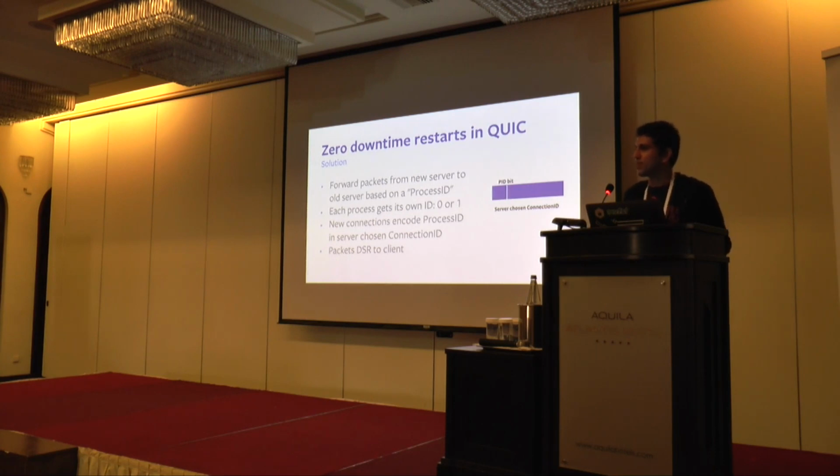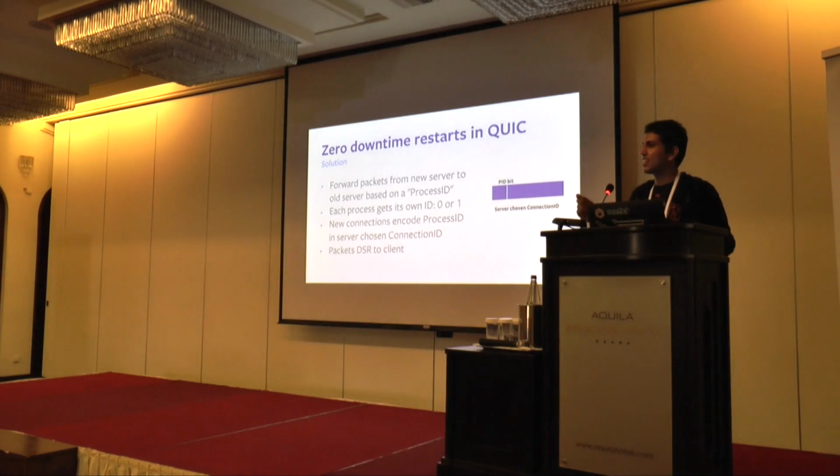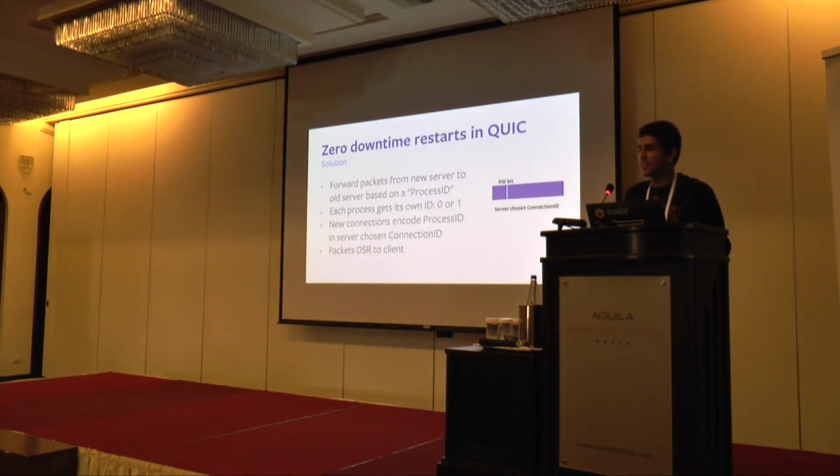So we introduced this concept called process ID, which is not PID at all. It's just process ID for extra confusion. Each proxygen assigns itself its own process ID. The process ID can be either 0 or 1, because we know that we will only have 2 proxygens restarting at any one point in time, so we don't want to support more than that. Every time a proxygen starts up, it chooses its process ID.